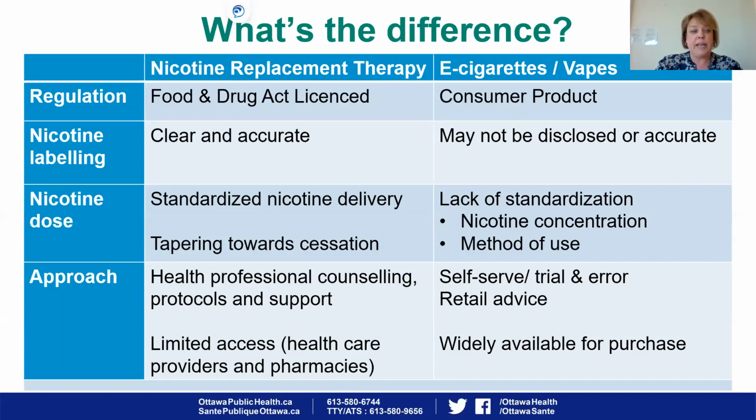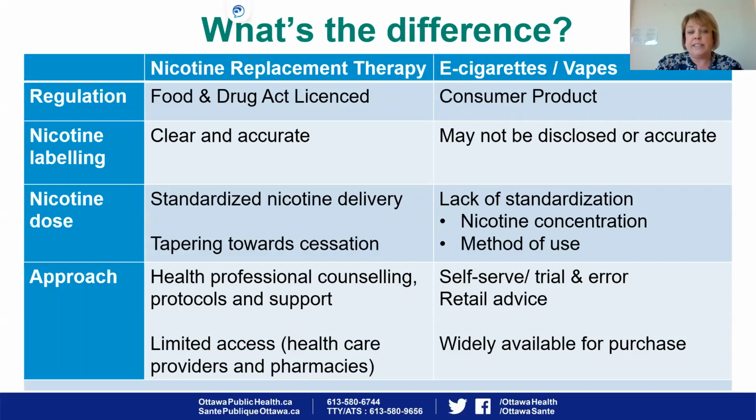Nicotine replacement therapy has clear and accurate nicotine labeling, whereas e-cigarettes may not disclose the nicotine levels, or they may not be accurate. In terms of the nicotine dose, nicotine replacement therapy has standardized nicotine delivery, so it helps to taper towards cessation, whereas with e-cigarettes there's a lack of standardization: nicotine concentrations vary, and even the method of use varies. And the approach with nicotine replacement therapy is that it's often prescribed by a health professional. There's counseling involved, there's protocols, there's support.